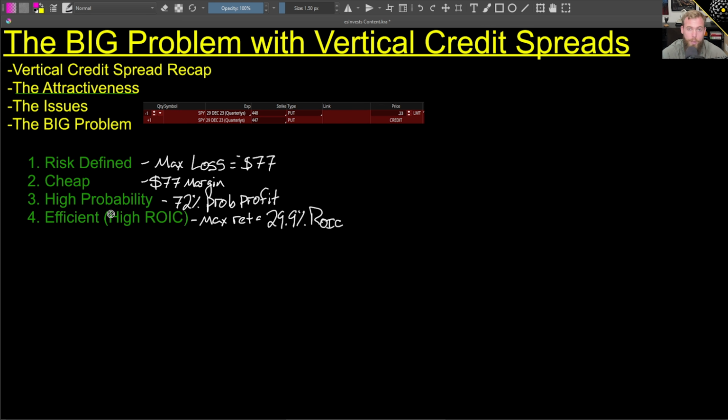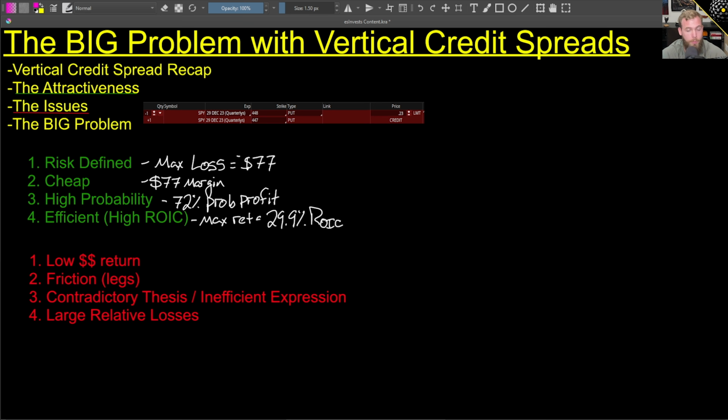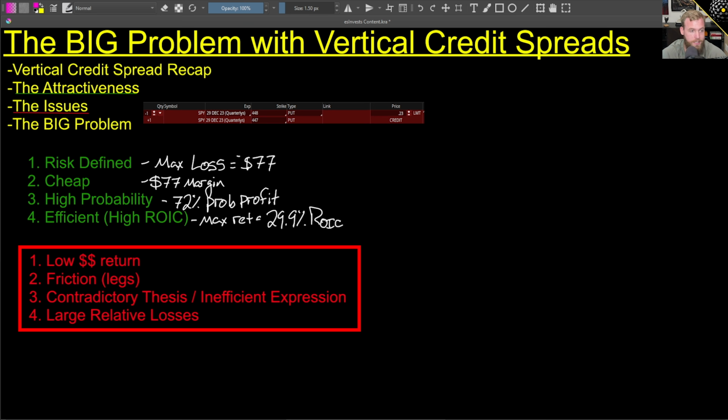They're very high probability trades. This one specifically has a 72% probability of profit, which is great. And they're efficient. If you make your max profit here, which is $23, that would be a 29.9% return on invested capital. If you annualize that, it's really, really good in terms of efficiency. Now, let's talk about some of the primary issues before we get into the big one.